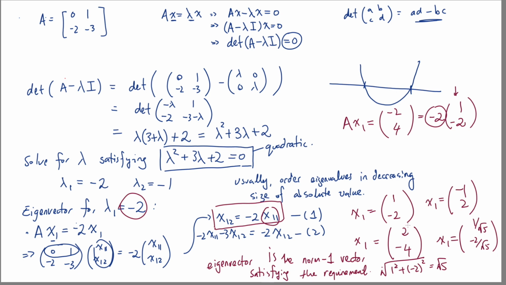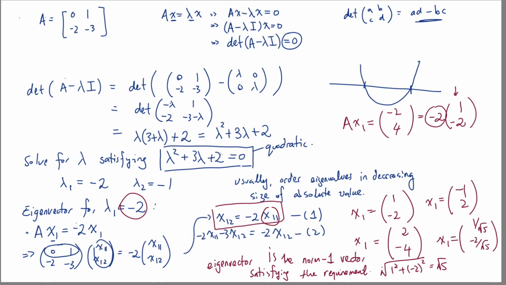Okay, and you can check that also if you take the length of this one, here you'll get square root of 2 squared plus 4 squared, so that's square root of 20. And if you divide those elements by square root of 20, you'll get the same vector here. Okay, that looks right to me. So this is our eigenvector.